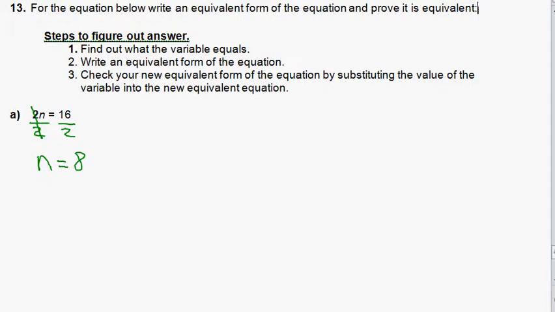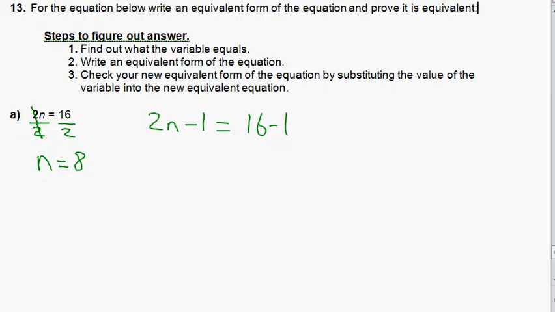Let's do step 2. Write an equivalent form of the equation. So I'm going to do 2n, and I'm going to keep it simple. I don't have to be really using big numbers, so let's just use small numbers. So I'm going to go minus 1. 2n minus 1 is going to equal 16 minus 1. So what I've done is I subtracted 1 from both sides, and that has created my equivalent form of the equation. As long as I do the same thing to both sides, everything should be equal.